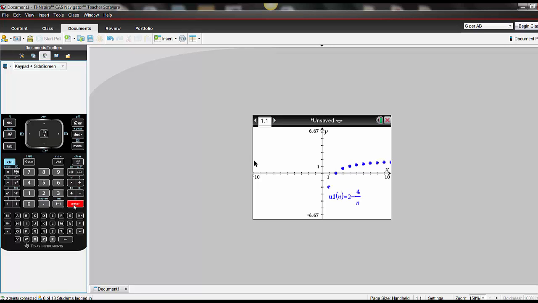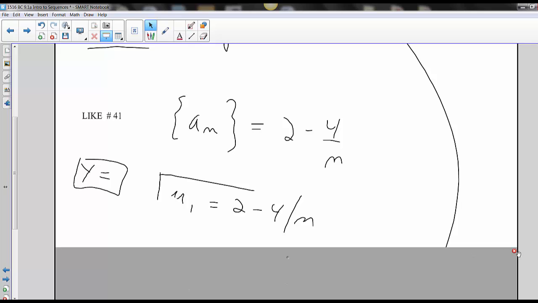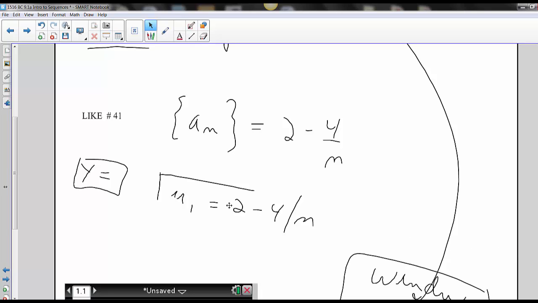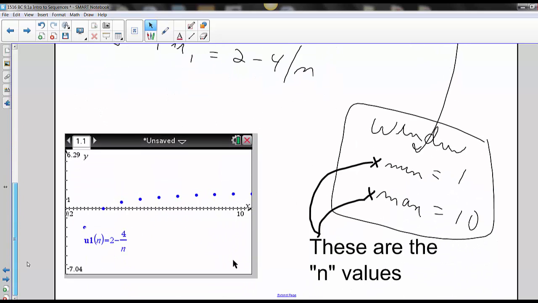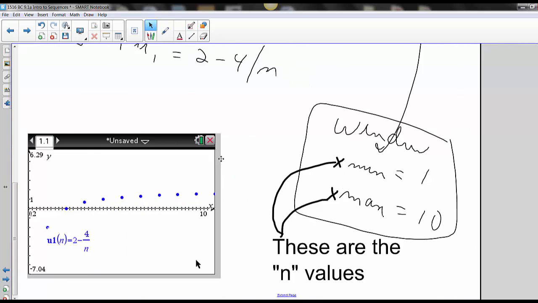Okay, notice they're nice big dots. As far as the window, you could limit your window. Notice how I limited my window, an x min of 1 and an x max of 10 because, you know, considering our domain is 1, 2, 3, etc. It's interesting how it tells you to give it as a function of n, and yet it still labels the axes as x and y for some bizarre reason. But notice here it shows you the function in terms of n.